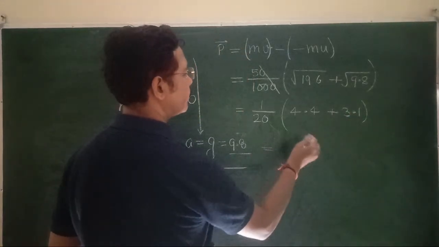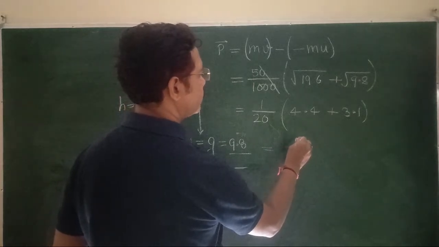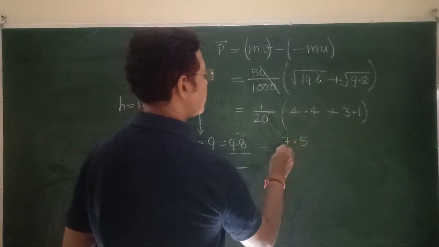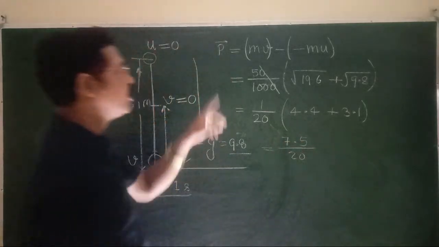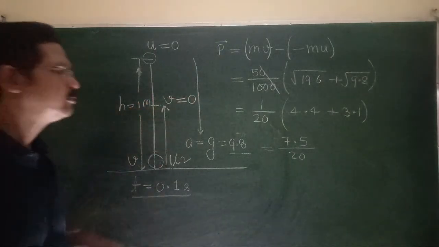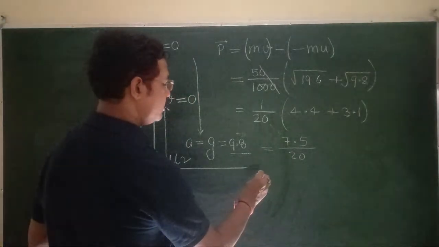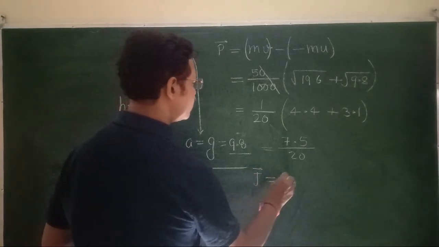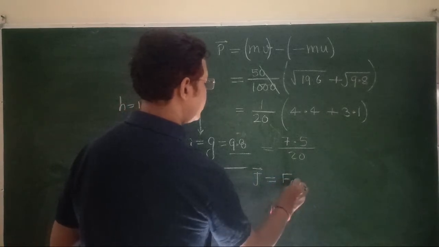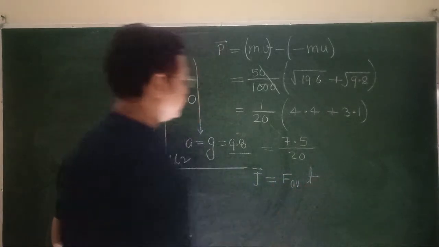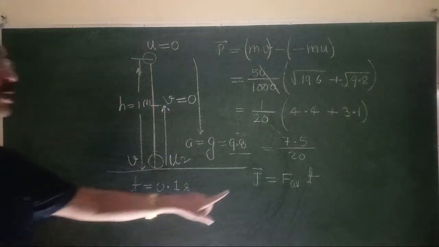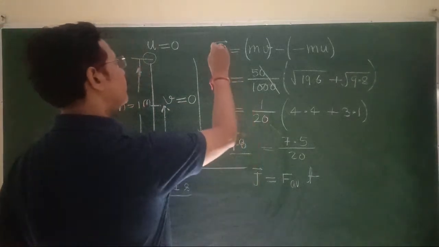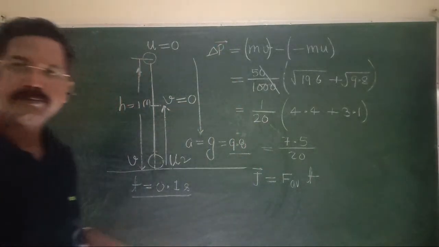This is 5 and 7.5 upon 20. This is the value of what? Change in momentum. You know, impulse is equal to what? Impulse is equal to average force into time. And impulse is what? Change in momentum. You can say delta P or dP.